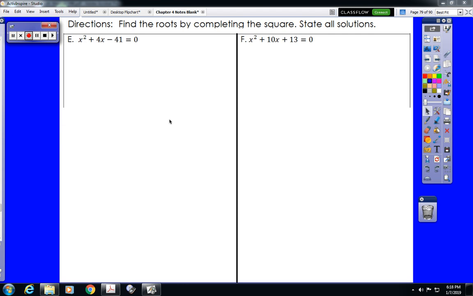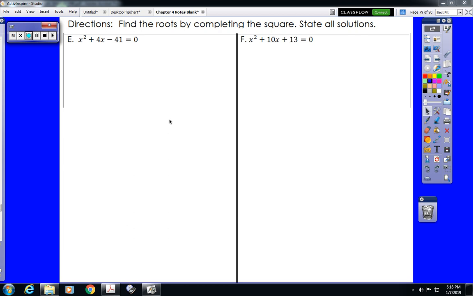Okay, this is the final video for the completing the square part of the lesson, and there will be additional videos for converting into vertex form, which is an application of completing the square, to follow that will be added to this list once we complete that lesson.